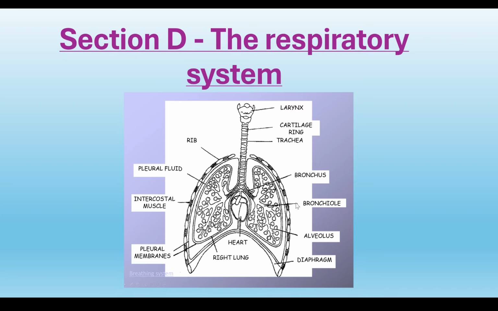So if we're looking at the respiratory system, we've got the larynx, which is the voice box, the trachea, which is the main windpipe, covered in cartilage rings to support the airways open. That divides into two bronchi. They divide into bronchioles, which end in the air sacs called alveoli.